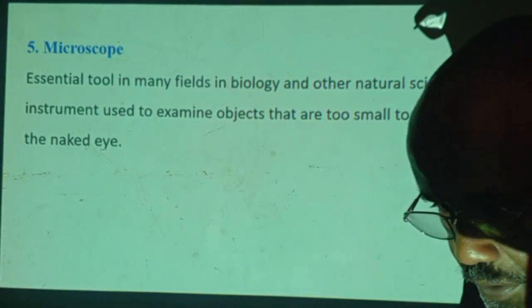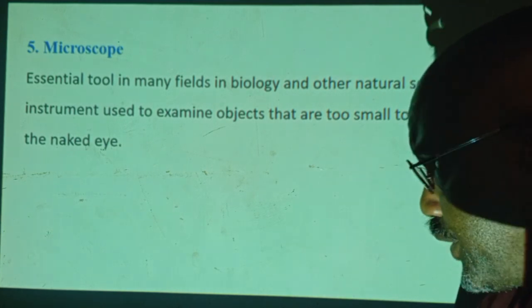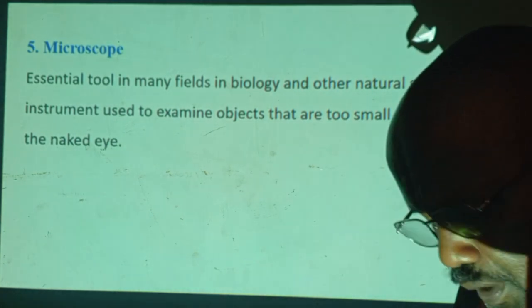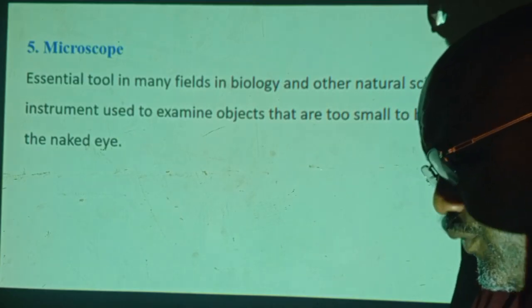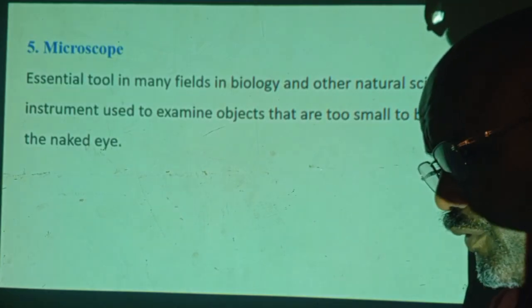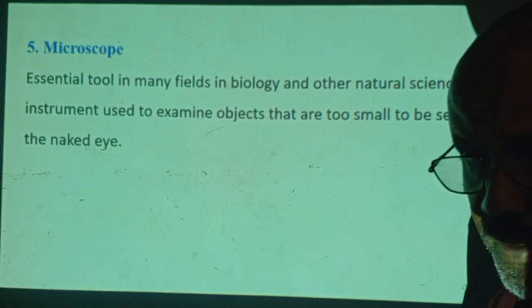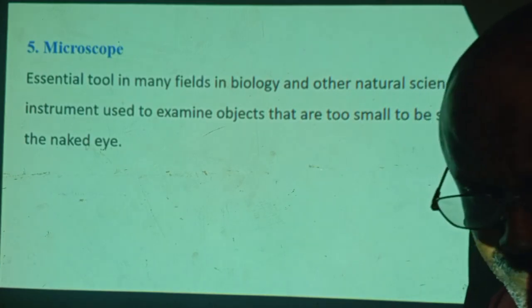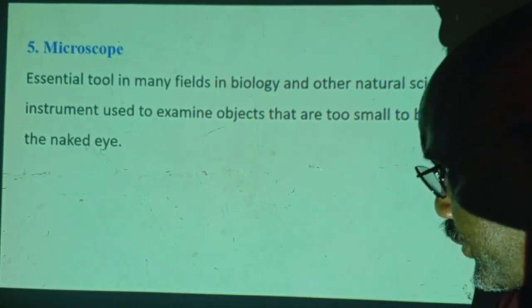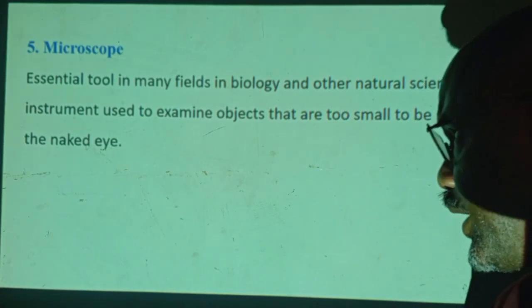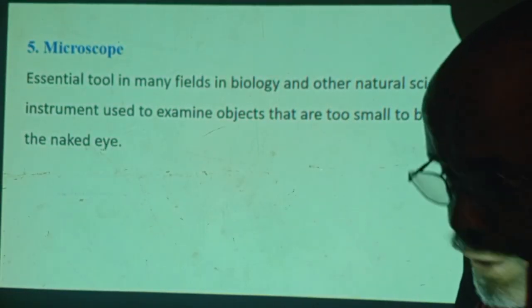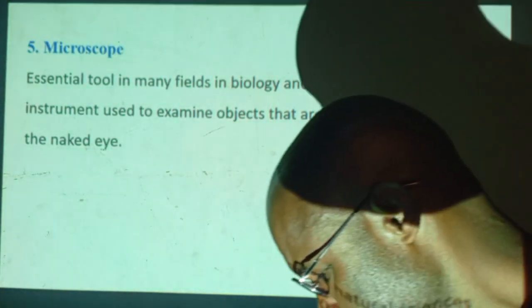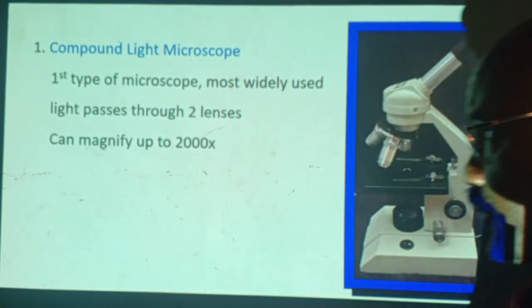The other is microscope. As usual, this is a very, very essential tool of the biologist, or specifically the microbiologist. Microscope, of course, is also used in the other fields of natural science, like physics and chemistry also. But it is the most important tool of biology, especially cell biology, tissue science, histology, microbiology. These instruments are really smart, super smart.